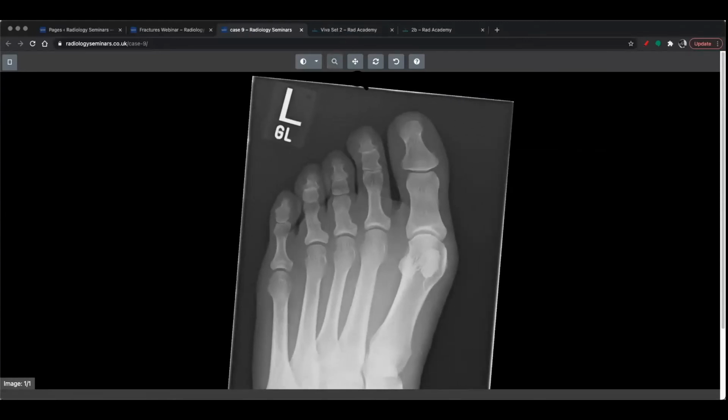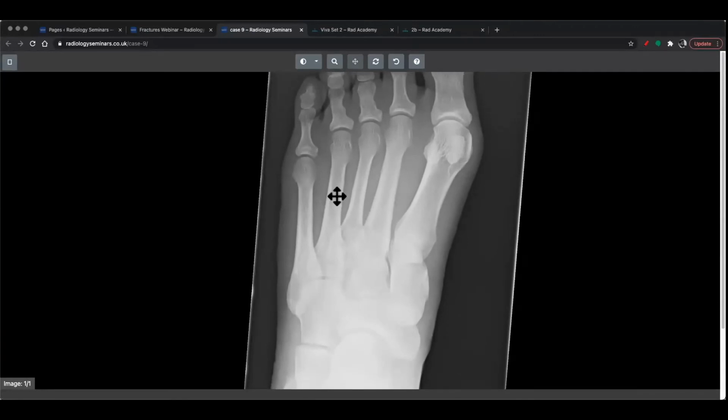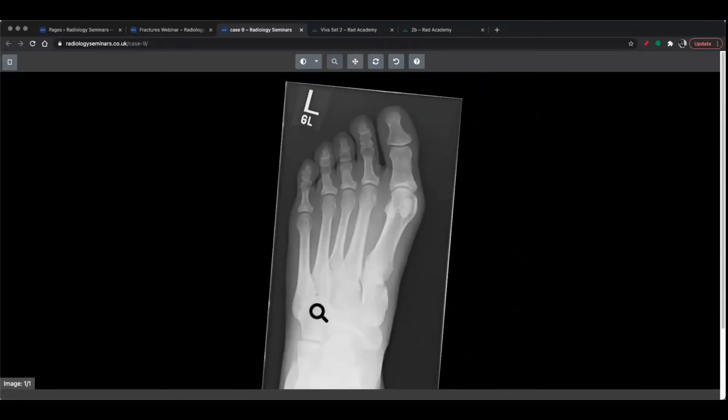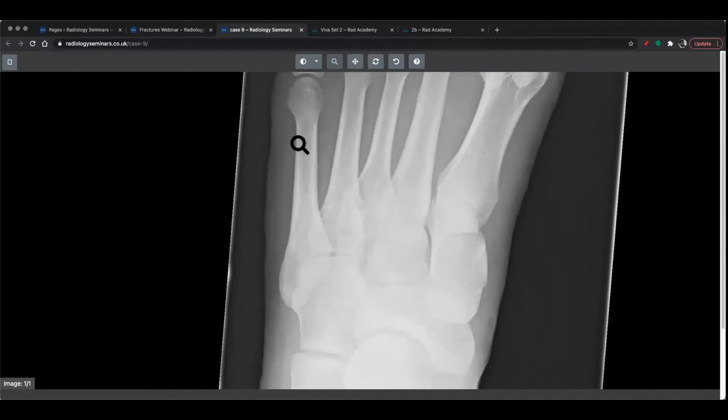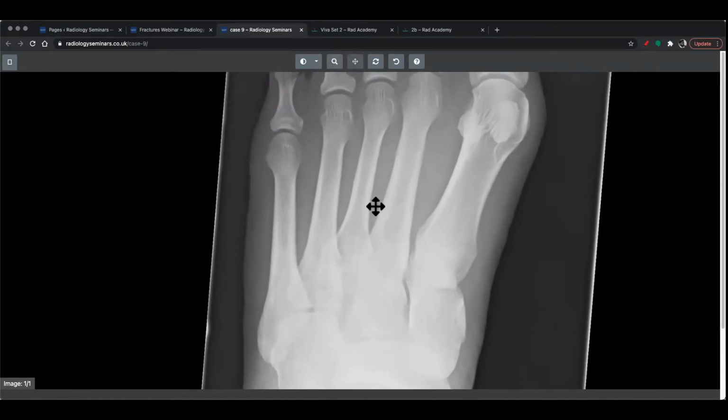So generally speaking, when you're looking at a foot x-ray, if you look at nothing else, you want to go for the base of the 5th metatarsal. That is where you get most fractures. If you're going to fracture anywhere, it's going to be around there. If you don't see that, then you're going to have to do the long game. You're going to have to really look for anything else that could be happening.